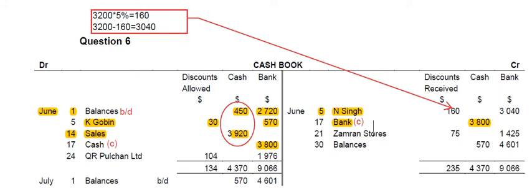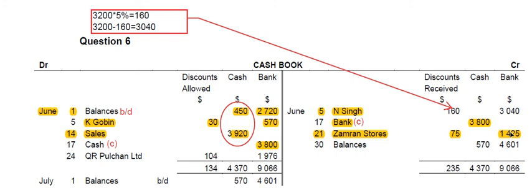The next one is 21st, payment of amount due to Zamran. So if you go up, Zamran, the business was going to Zamran 1500 and now they are being paid at a discount of 5%. A similar calculation, 5% of 1500 is 75 and then 1500 minus 75 is 1425. So we'll not show the calculation again. So this is your transaction of 21st.